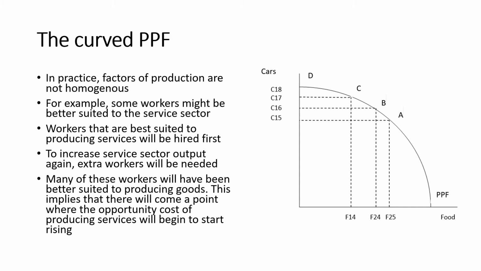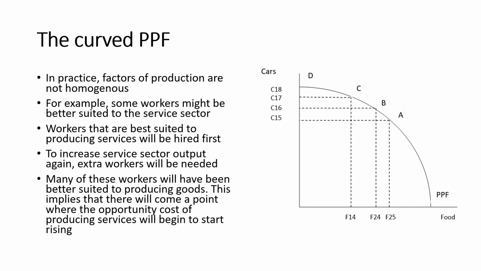So we're now at point B. Let's suppose that we want to increase the output of cars again from C16 to C17. So this time we want to move from point B to point C. So again, we've got to transfer some more labour out of food production into car production. Now this time, some of the labour that we're moving over might have been better suited to producing food than to working in a car factory.